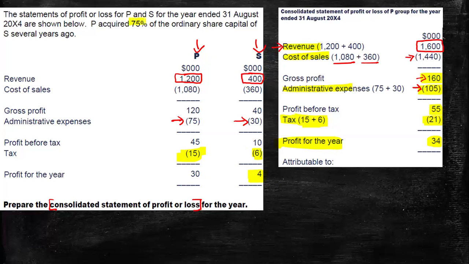75% has been acquired by the parent of the subsidiary company. So 75% of the subsidiary's profit is supposed to go to the parent, and the other 25% is supposed to go to NCI, to the non-controlling interest investors. So this is only to be done for the subsidiary's profit, not for the parent's profit. Parent's profit belongs in its entirety to the parent company. It's only the subsidiary profit that has to be divided between the parent and the non-controlling interest investors.